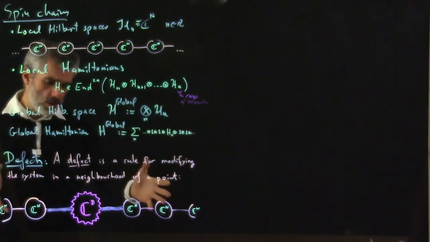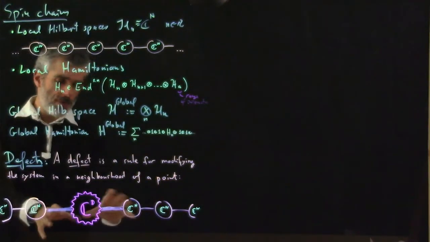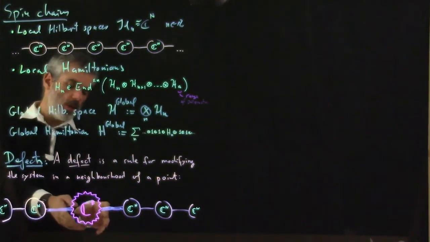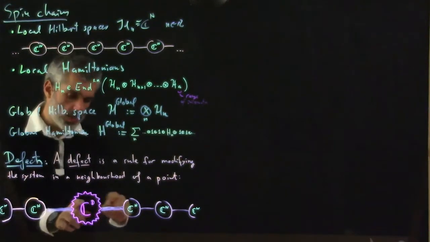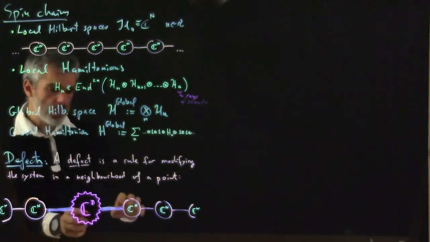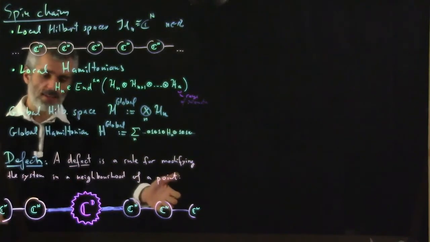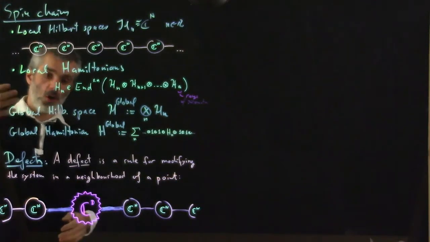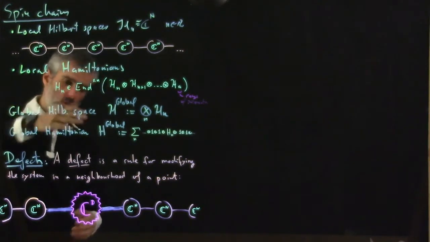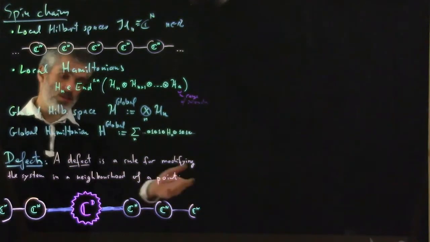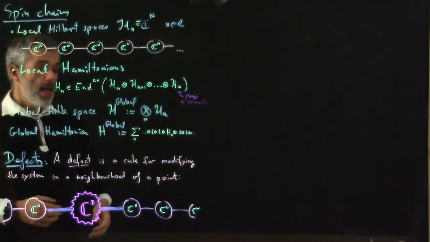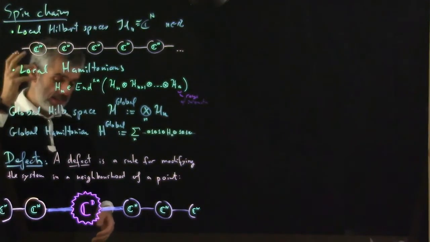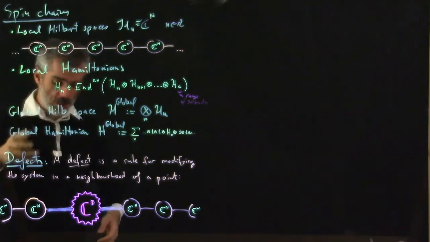So the spin chain looks the same as before away from this point, and here we put a new Hilbert space, a different dimension, and we put some new local Hamiltonians that tell you how to interact with its neighbors, and then with that we can form the global Hilbert space with defect and global Hamiltonian with defect, which is built in the same way as here.